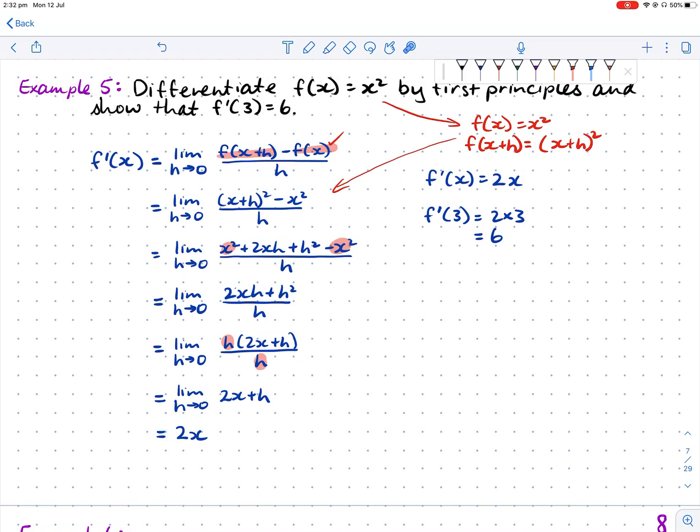So what that means is that if I have a parabola, y equals x squared, then the gradient at any of those points is going to be 2 lots of the x coordinate. So that's the first part of the question. The second part of the question was to show that f dashed 3 equals 6. So right now we've got f dashed x equals 2x, which I've written here. So if I'm putting in 3, I'm replacing x with 3, so 2 times 3 is equal to 6. So we've got that result.